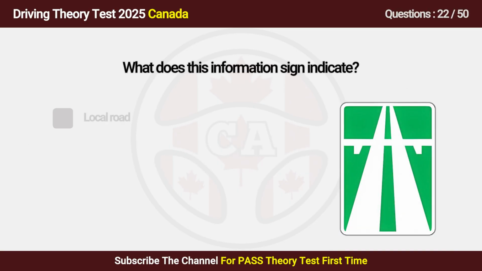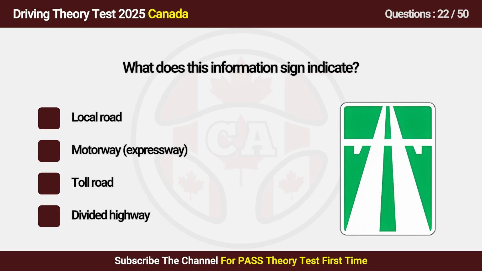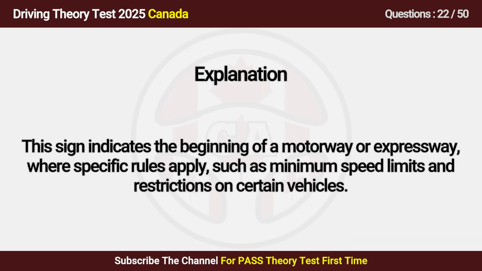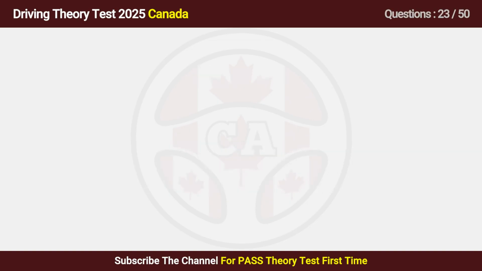Question 22. What does this information sign indicate? A. Local road. B. Motorway expressway. C. Toll road. D. Divided highway. Answer is B. Motorway expressway. This sign indicates the beginning of a motorway or expressway, where specific rules apply, such as minimum speed limits and restrictions on certain vehicles.